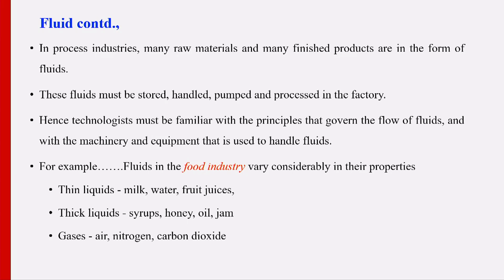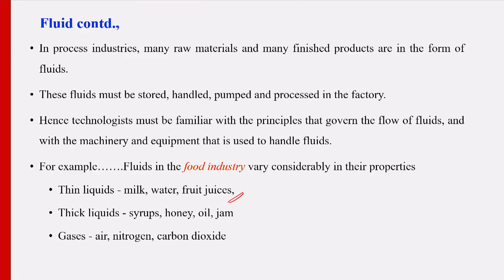And especially, this is an example from the food industry. What are the different types? Thin liquids are there, thick liquids are there, and gases. Thin liquids you can take, like milk, water, fruit juice, all the thin liquids. Thick liquids, if you take, definitely like honey, oil, jam, whatever, all the more viscous liquids. Of course, gases like air, nitrogen, carbon dioxide are always used in the bioreactor. So, definitely we need thorough knowledge about the governing of the flow of fluids with the machinery and equipment, then only we can use these instruments.